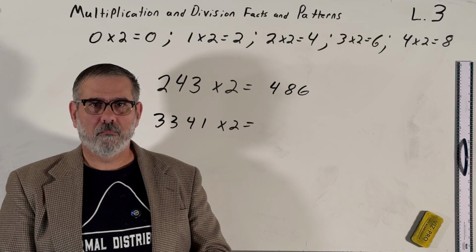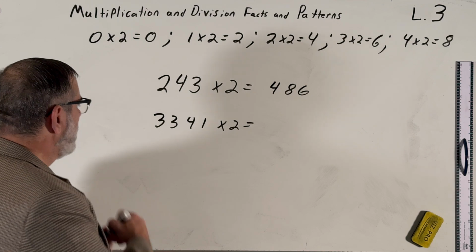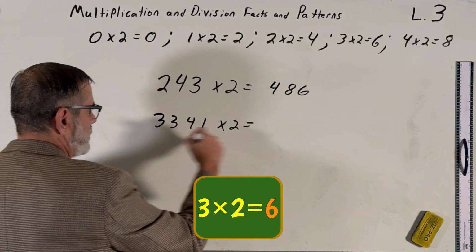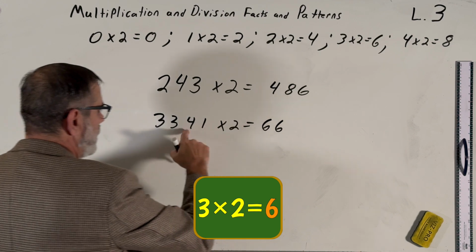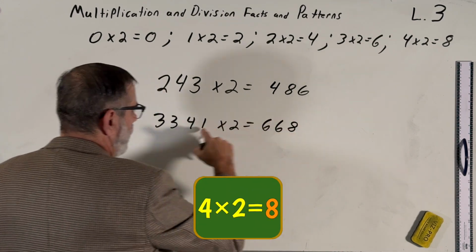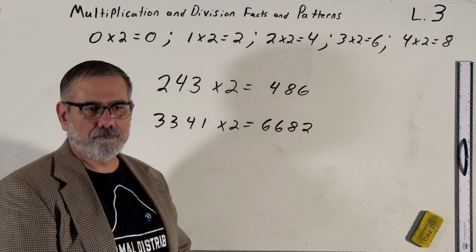Okay. Again, just doing it digit by digit. Start with a 3. That's going to give us a 6. Double of 3 is 6. Again, we have another 3, so double it. Another 6. 4, we double it, we get an 8. 1, we double it, we get a 2. Therefore, our answer is 6,682.